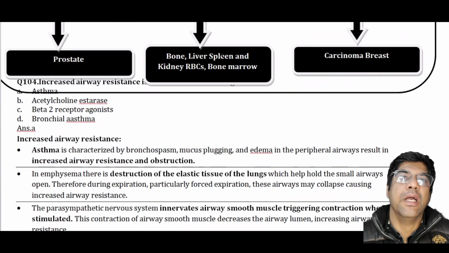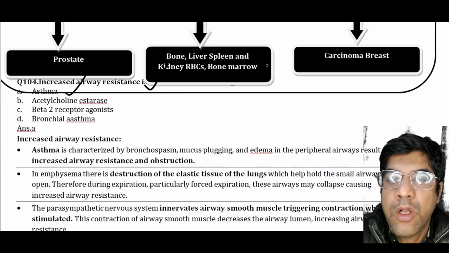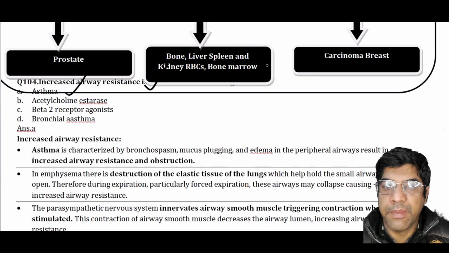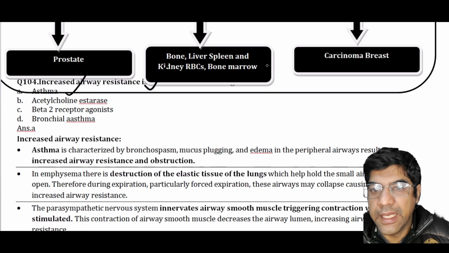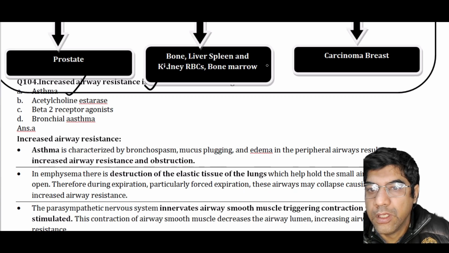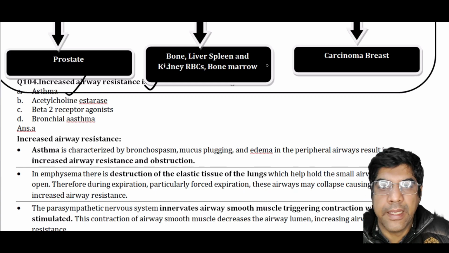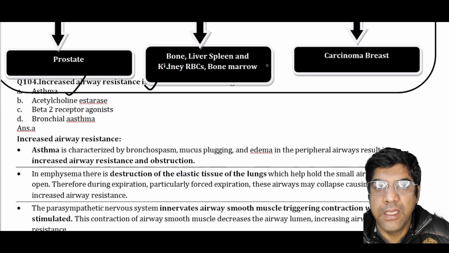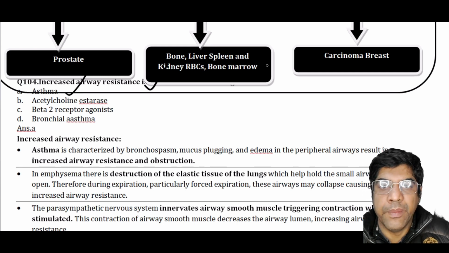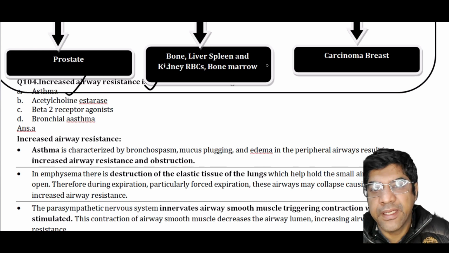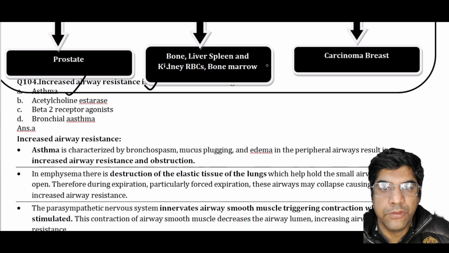Coming to the next question, increased airway resistance is seen in asthma. Asthma, we know, is a chronic inflammatory disease of the airway that is characterized by bronchospasm, mucus plugging, and edema in the peripheral airways. That would cause increased airway resistance and obstruction. So in asthma, various factors like allergens, irritants, and exercise trigger bronchial smooth muscle contraction. These triggers result in bronchoconstriction, and hence there is increased airway resistance. That would contribute to symptoms, so the patient would experience wheezing, coughing, and shortness of breath.